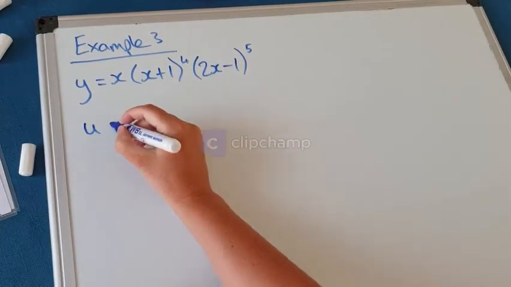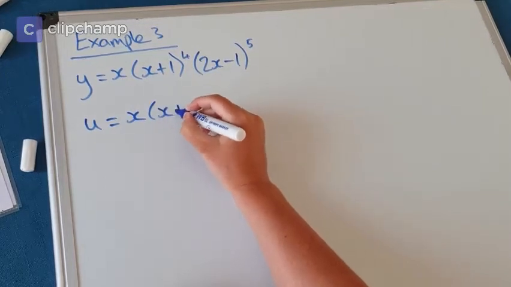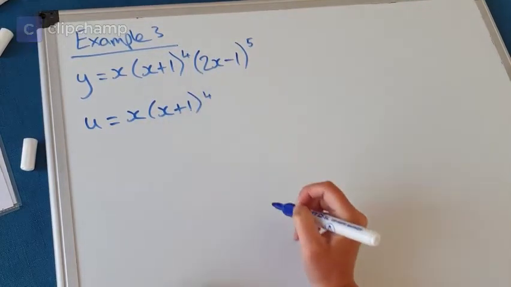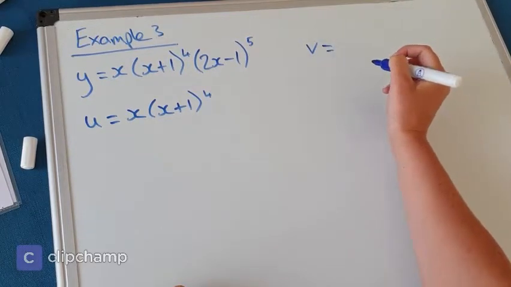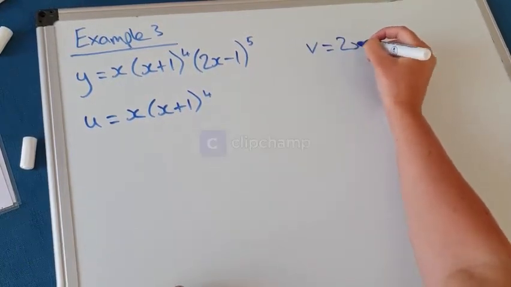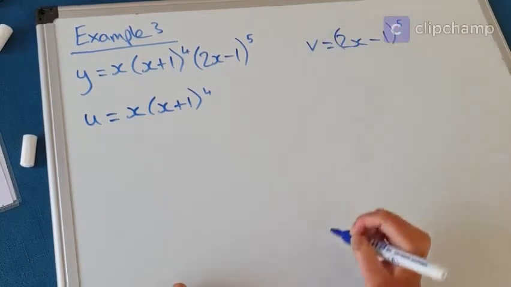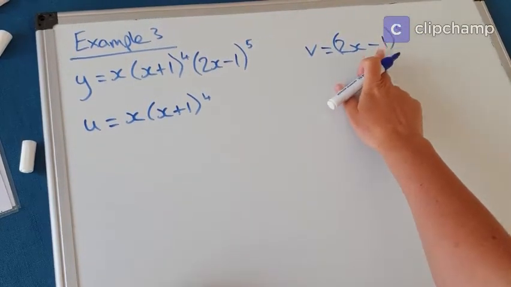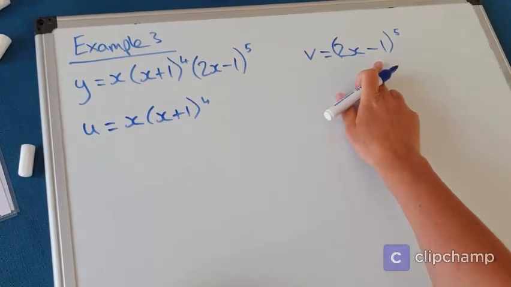So what we're going to do is group the first two together as if they're one term. So I'm going to say let u be equal to x(x + 1)^4. And then over here, let v be equal to (2x − 1)^5. Okay, now I'm going to put a pin in this for the time being, and I'm going to come back to that.